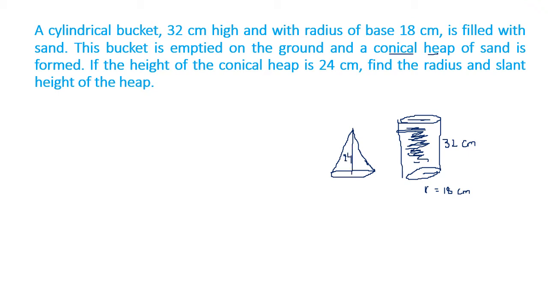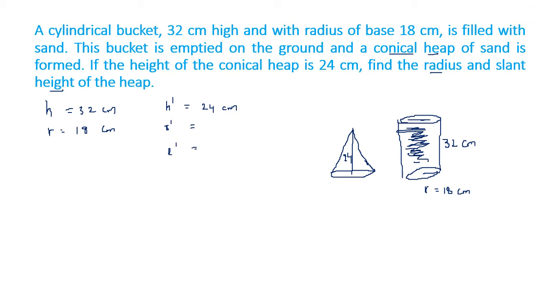So let me write here, h of the cylinder is 32. Radius of the cylinder is 18 centimeter. Height of the conical heap, h prime, is 24 centimeter. We have to find the radius and the slant height of the heap. So you have to find the radius of the heap, the cone, and the slant height.